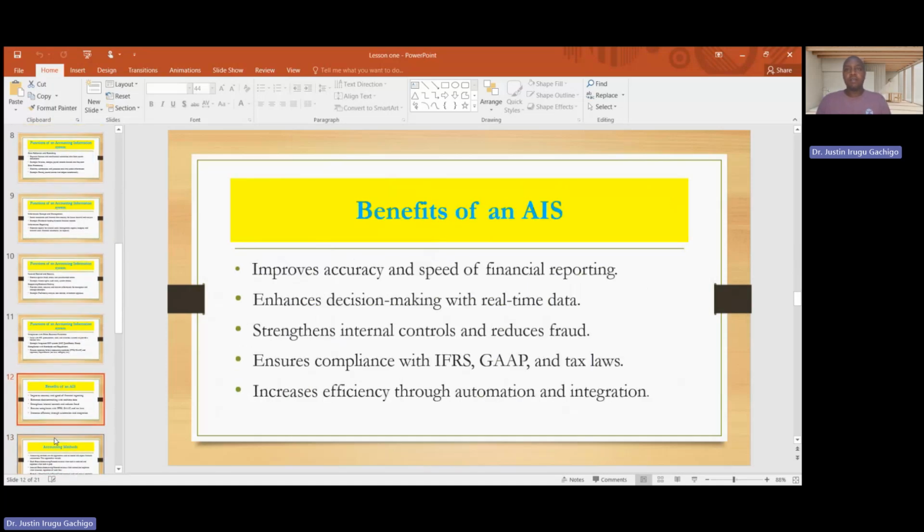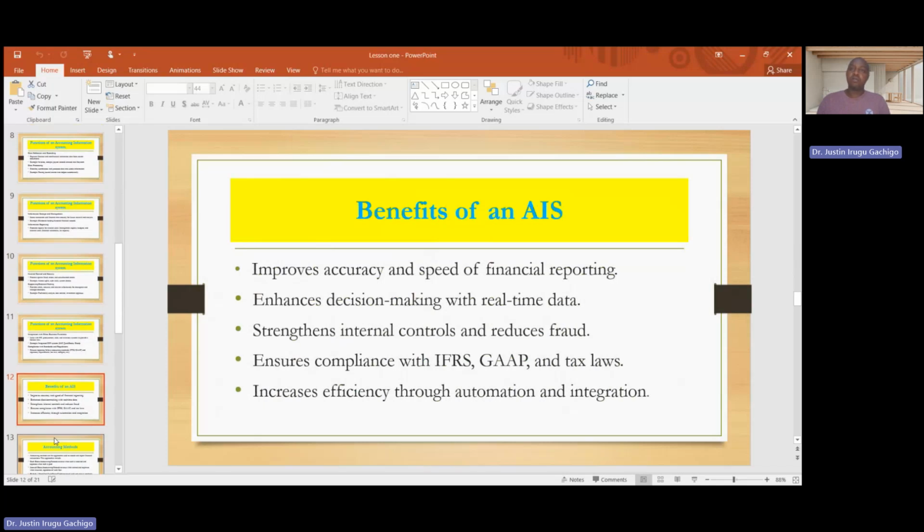So, what are the benefits of an accounting information system? One, it improves accuracy and speed of financial reporting. So you can imagine, traditionally, or not even traditionally, earlier on, before the evolution of this ERP, accountants used to capture this information in ledger folios manually.